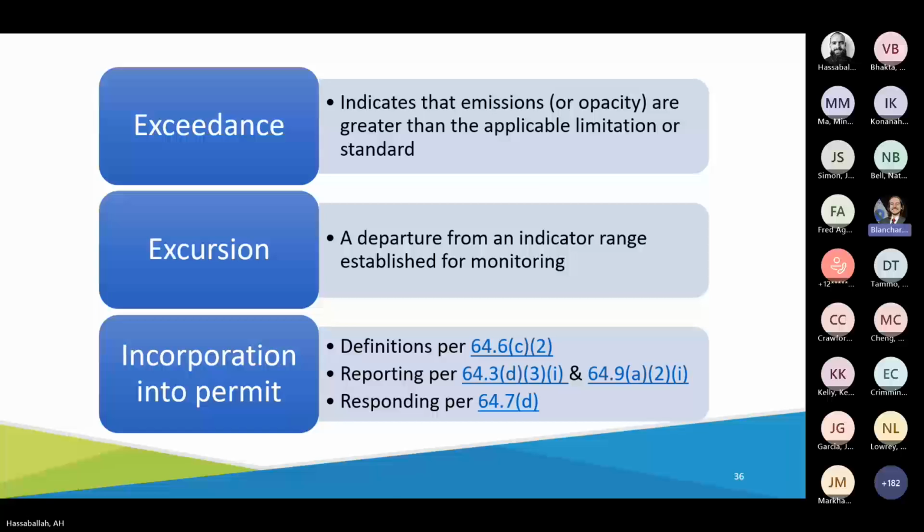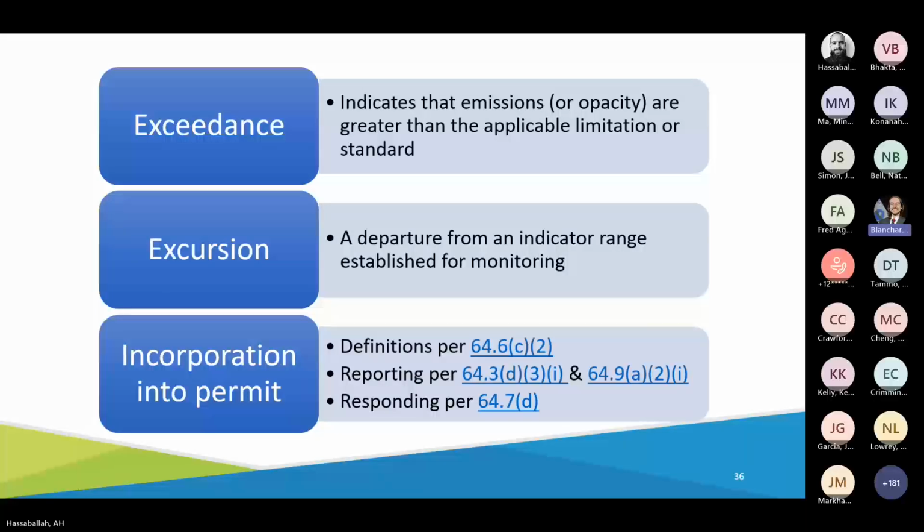And to incorporate this into the permit, the definitions are found under 64.6(c)(2), the reporting under 64.3(d)(3)(i) and 64.9(a)(2)(i), and responses that should be included into the permit are under 64.7(d).